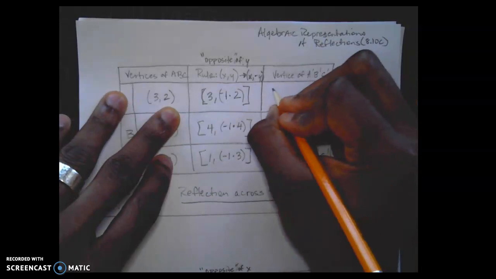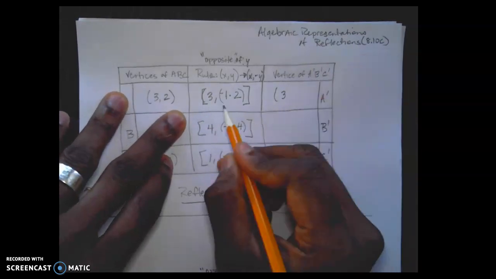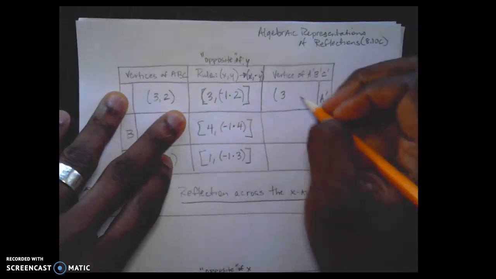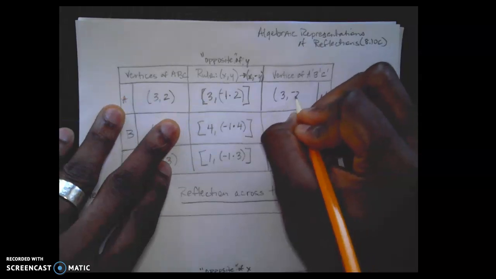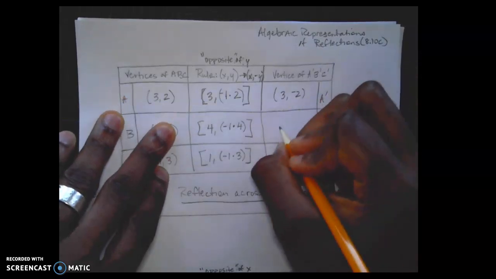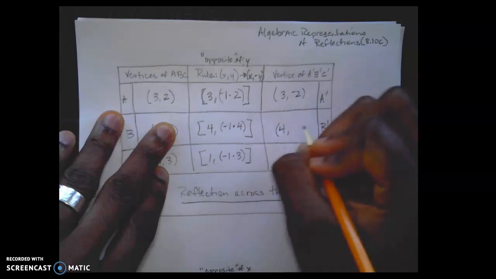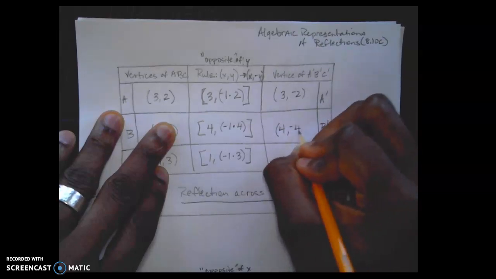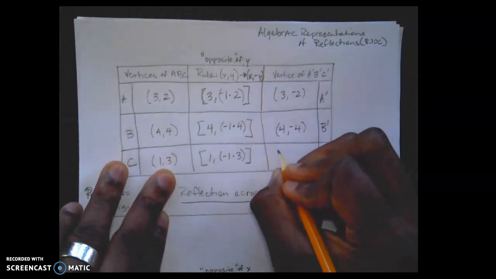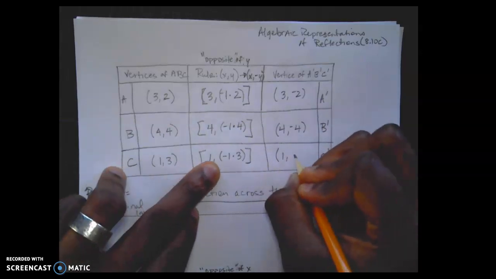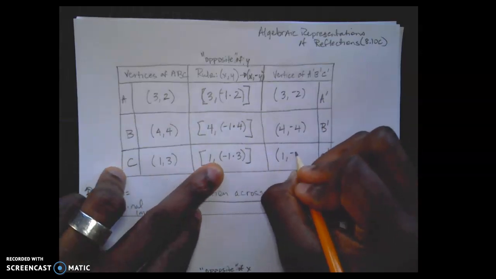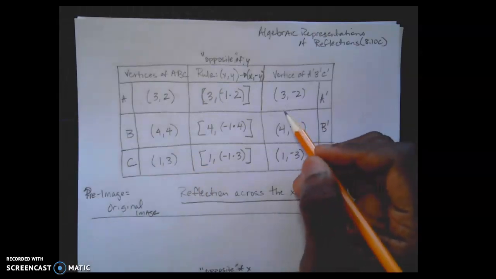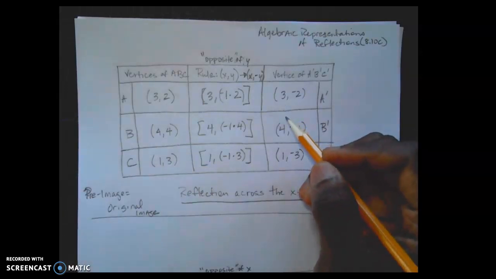So this again becomes 3. When you multiply -1 times 2, that's going to give you what? A -2. When I multiply -1 times 4, that's going to give me a -4. When I multiply -1 times 3, that's going to give me a -3. Now remember, or notice that I am not touching the x value.